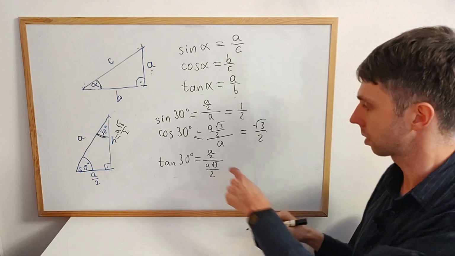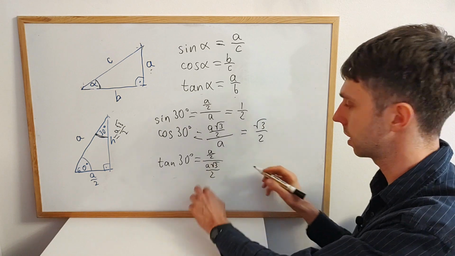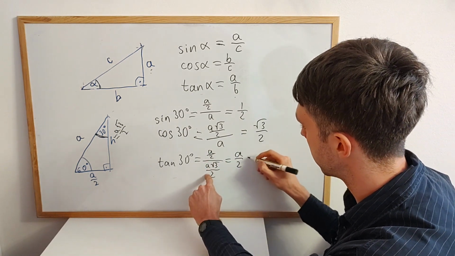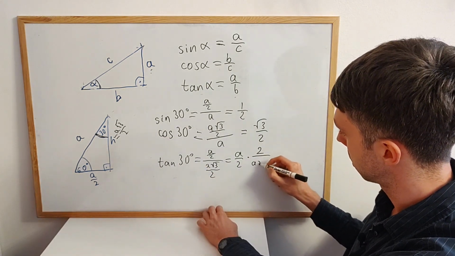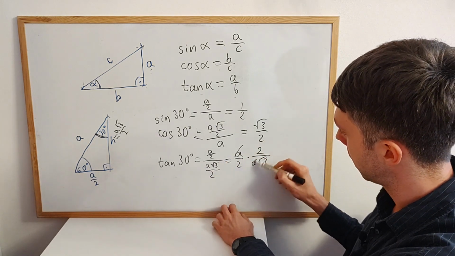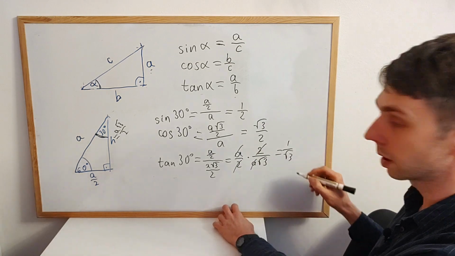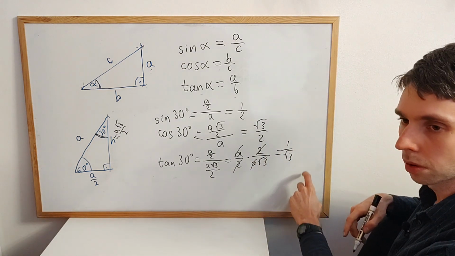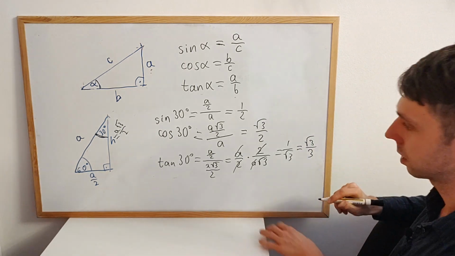Oh boy, this is more complicated. So you can think of it like one fraction divided by another fraction. So it's the first fraction multiplied by the inverse of the second one. So this is the second one upside down. So a cancels out, 2 cancels out, so you get 1 over square root of 3. You can again multiply by square root of 3 over square root of 3. So this is square root of 3 divided by 3.